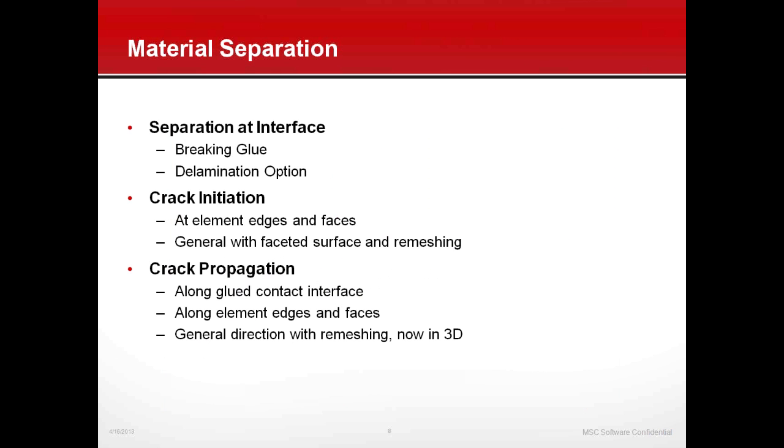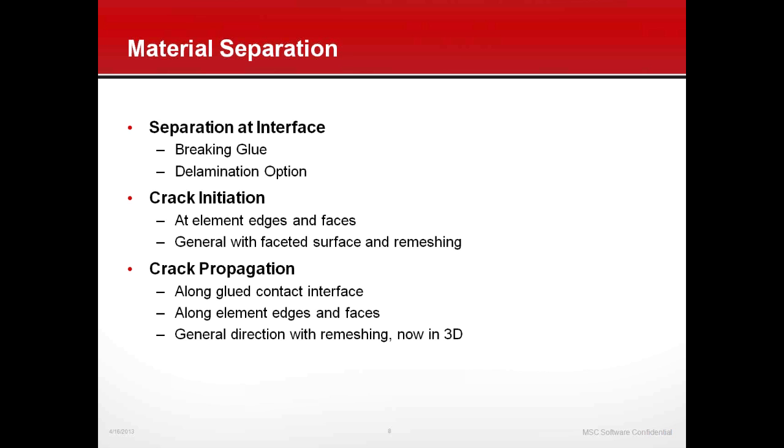And this brings me to the second part of the talk, the material separation, where it breaks. It's divided into 3 parts, where we look at failure at interfaces, interface between materials or some other sort of interface, where we will deal with the breaking glue option and the delamination option in Marc. Crack initiation is a new feature that we have in the latest release, where you can specify that inside Marc a crack will be initiated, so you don't have to create it during pre-processing. We have 2 options there, and we'll mention them further in the presentation. And finally, the crack propagation.